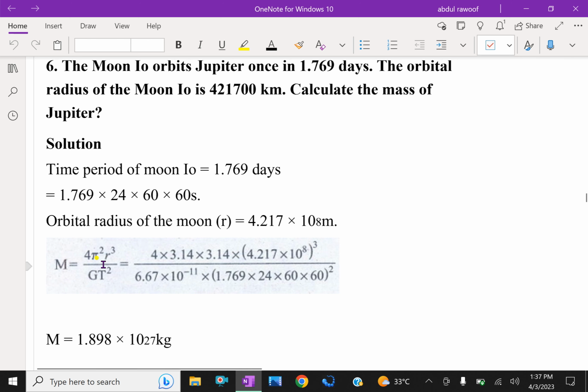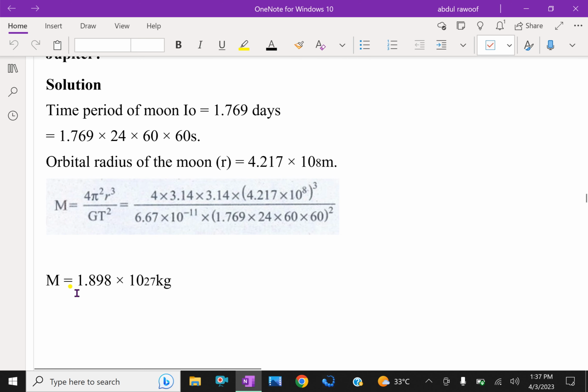Using Kepler's formula as well as the universal gravitational constant G, we apply the values: 4 pi squared, 3.14 times 3.14, r is 4.217 times 10 power 8 whole cubed, divided by G, the gravitational constant, 6.67 times 10 raised to minus 11, times T, which is 1.769 times 24 times 60 times 60 whole squared. So m is equal to 1.898 times 10 power 27 kg. This is the mass of Jupiter.